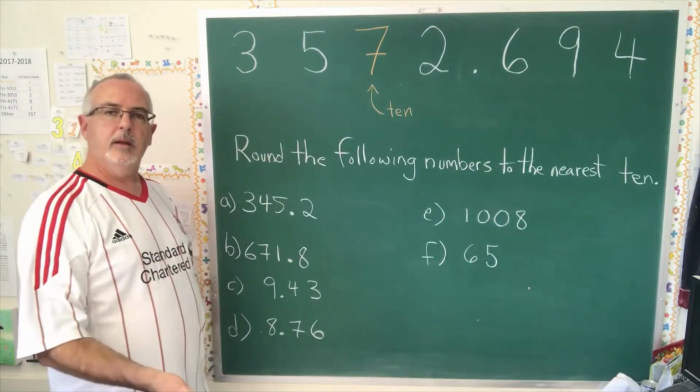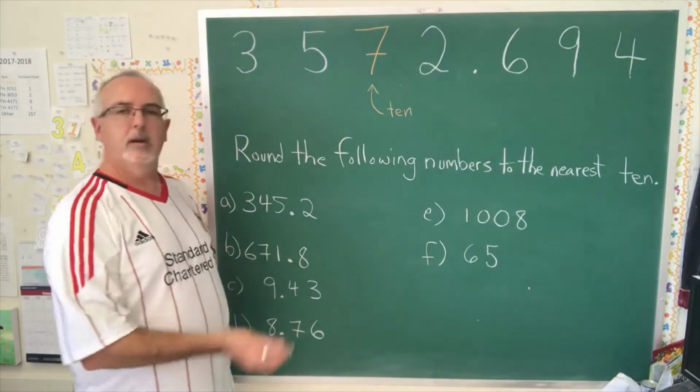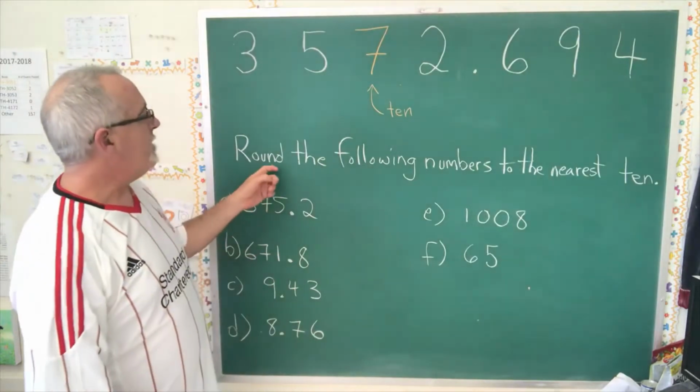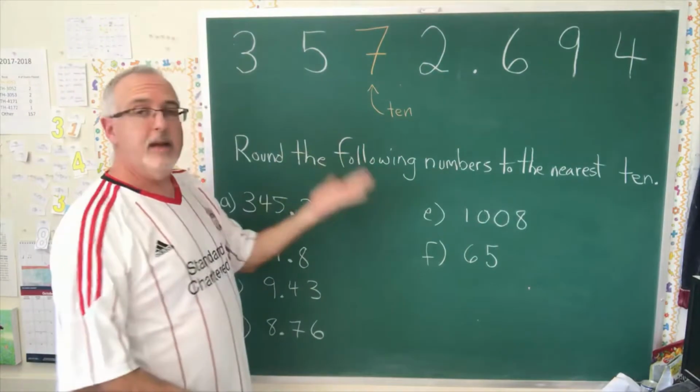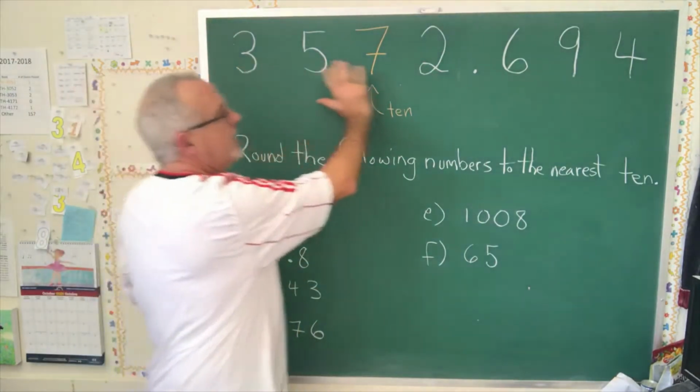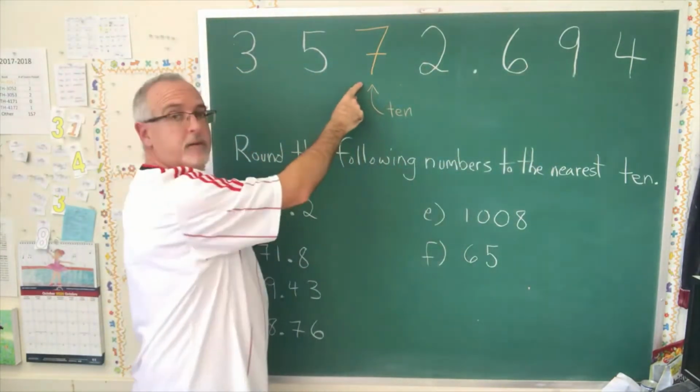Today's Daily Dose of Math is some practice of rounding numbers. This time we are rounding each of these numbers to the nearest 10. To do this, you have to know where the 10 is in the number. In this long number, the 10 is showing in a different color.